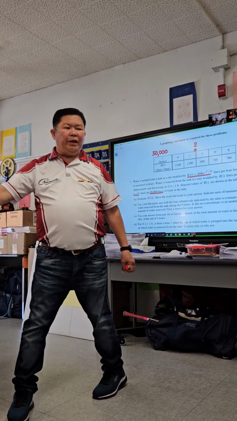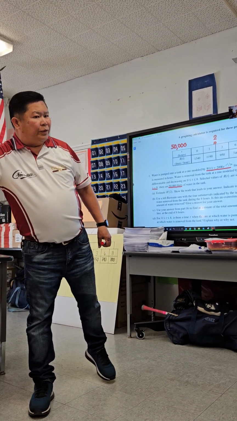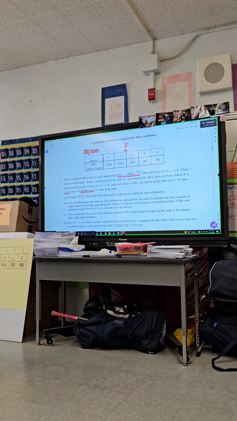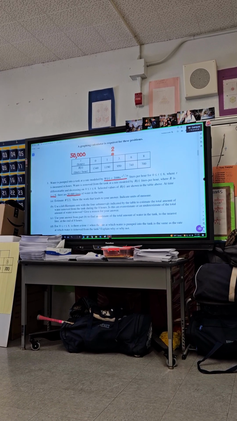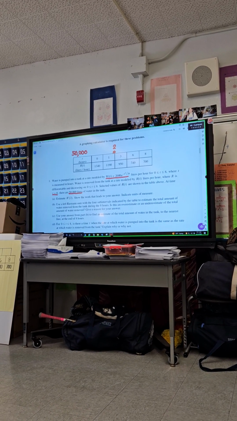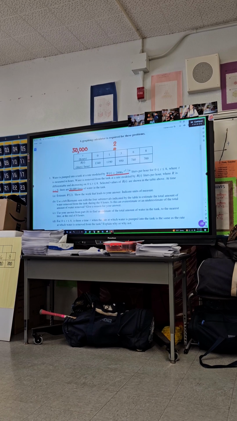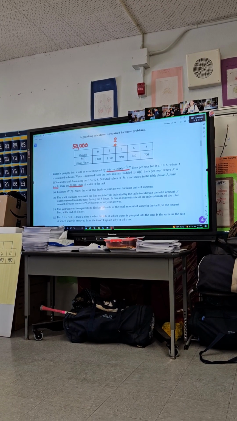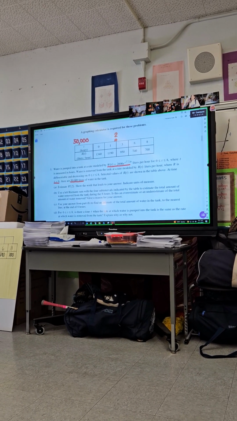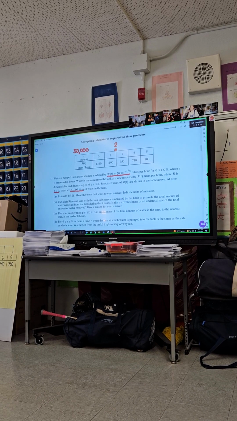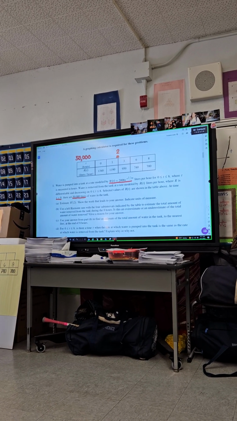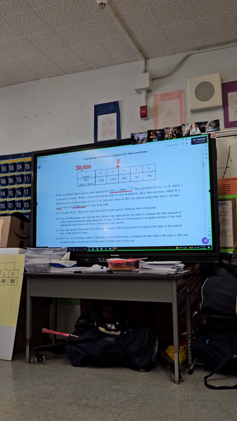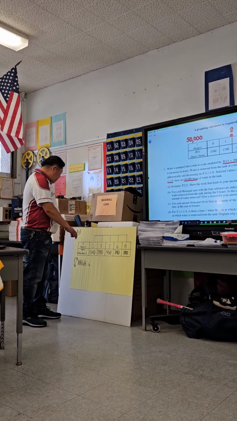So question B is, Jose, can you read question B for me, please? Use a left Riemann sum with the four intervals indicated by the table to estimate the total amount of water removed from the tank during the 8 hours. Is this an overestimate or underestimate of the total amount of water removed? Give a reason for your answer. Okay, so I'm gonna put this here for question B.